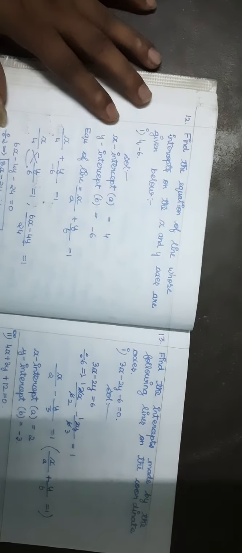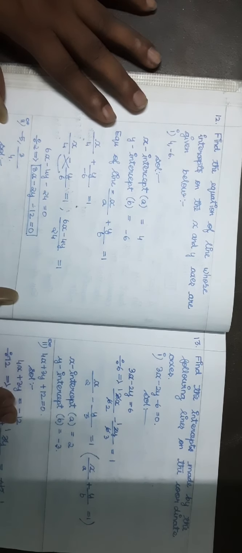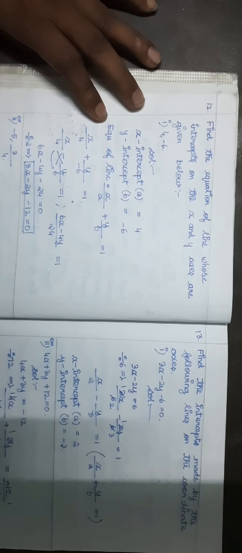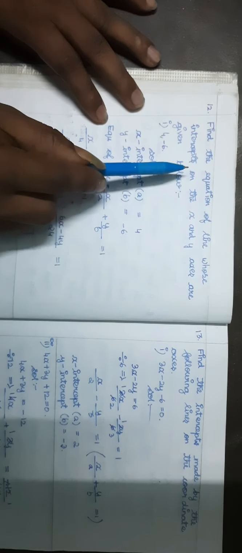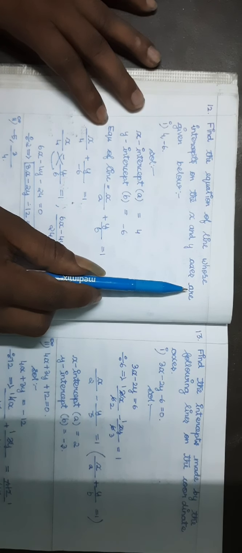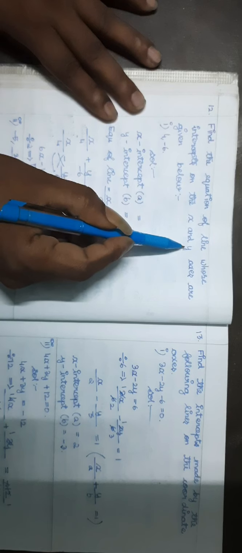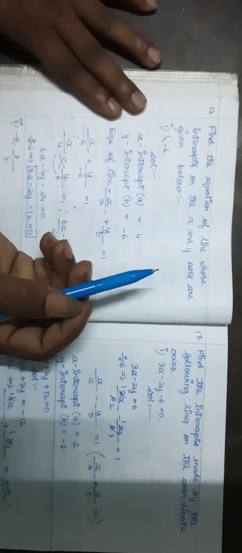First I will finish the 12th sum, and after that I will come to 8, 9, 10 and all. Now go for question number 12. In question number 12, what have they given? Find the equation of the line whose intercepts are on the x-axis and y-axis. Here they have given two intercepts, the x-intercept and the y-intercept. Clear?